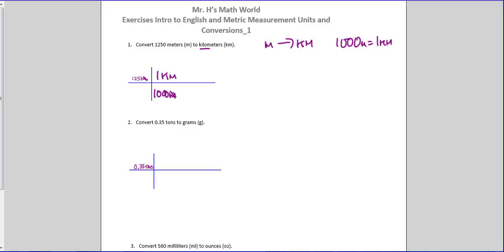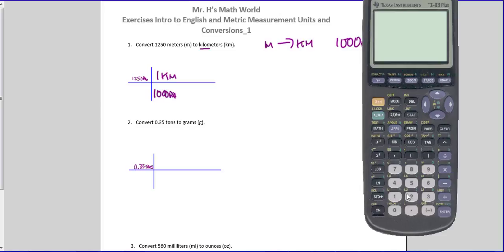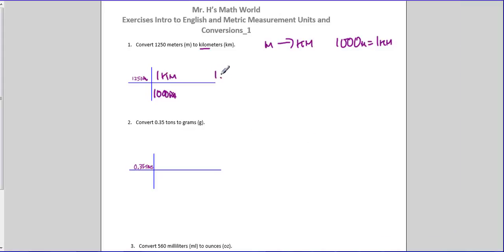So now I take my calculator and I don't have anything to multiply on top. I just have 1,250 because 1 doesn't really matter. When you multiply or divide by 1, it doesn't change anything. So I have 1,250 divided by 1,000. And I get 1.25 kilometers as my answer.